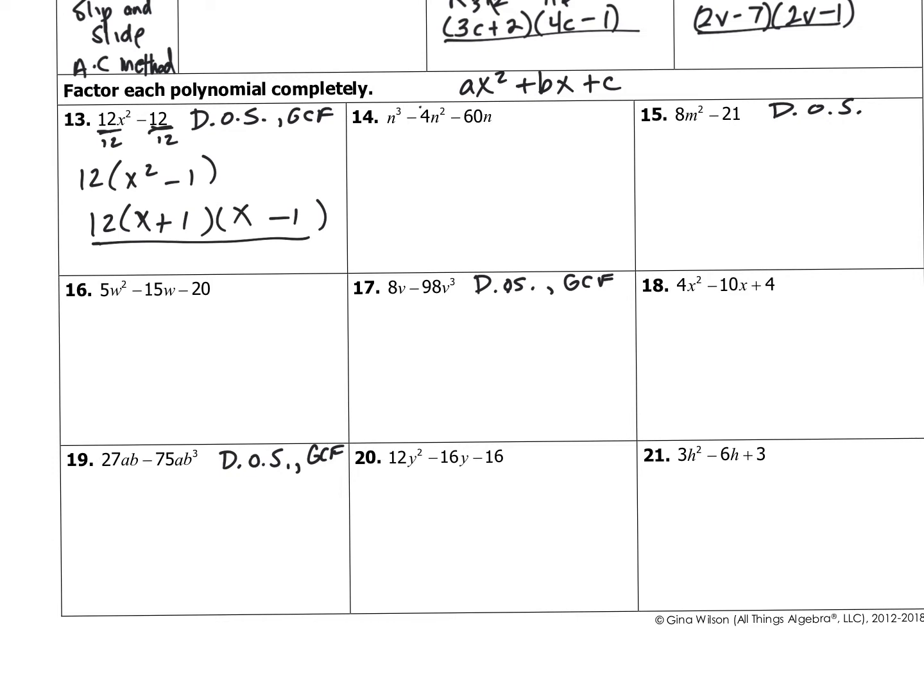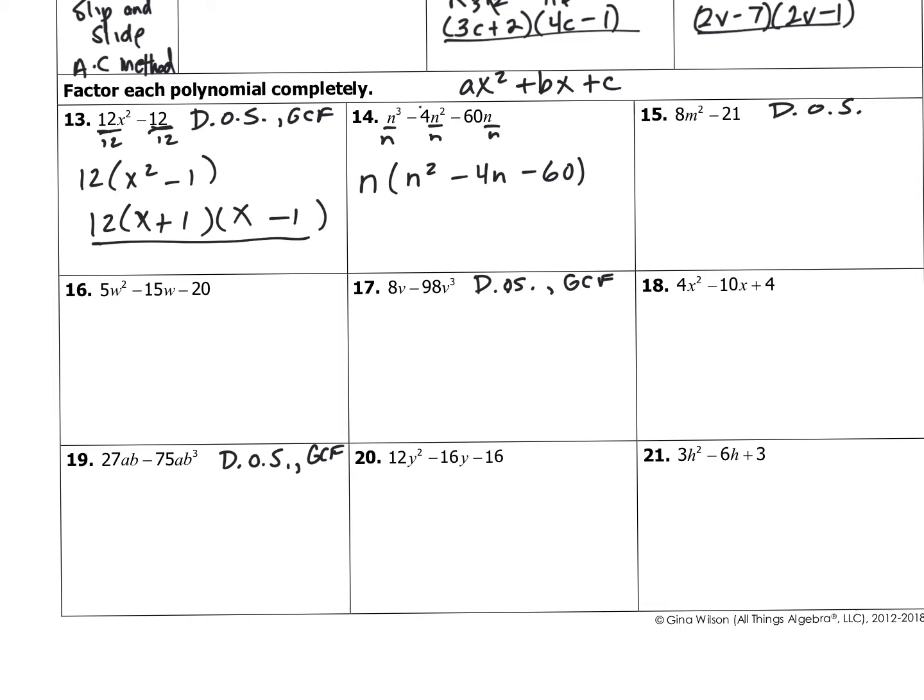Number 14, I noticed really quickly that they each had an n, so n is going to be my GCF. If I factor out an n and I divide everything by n, I'm left with n squared minus 4n minus 60.